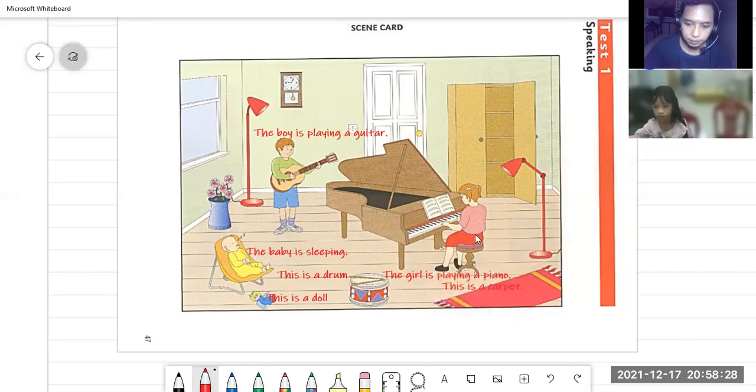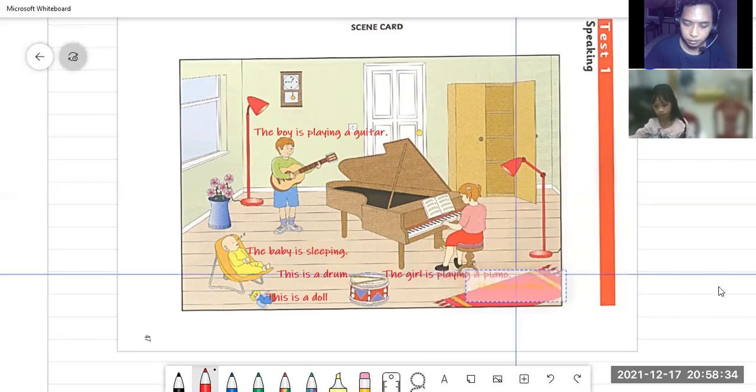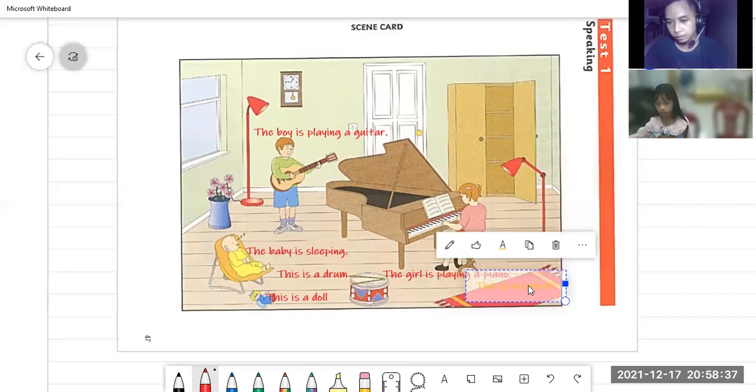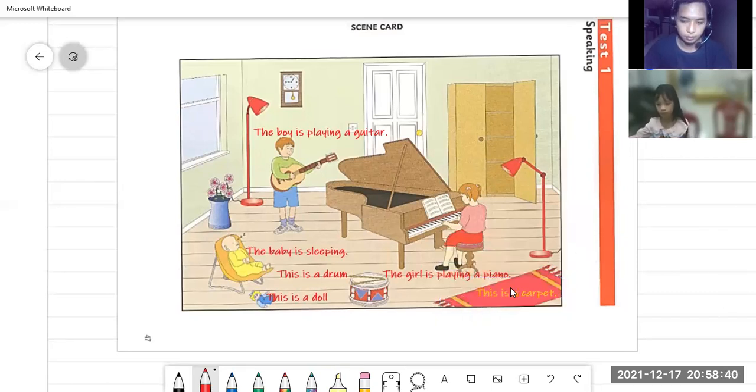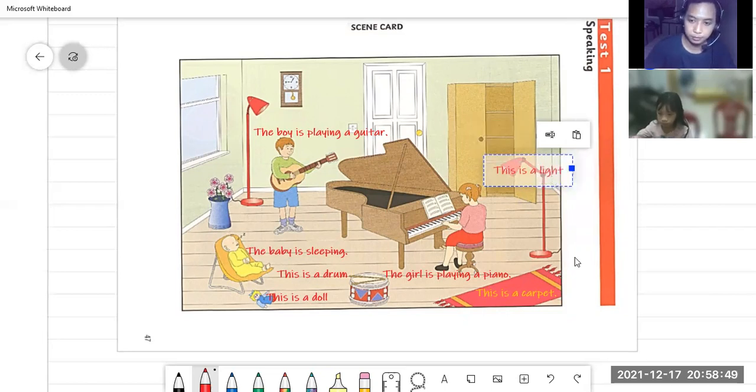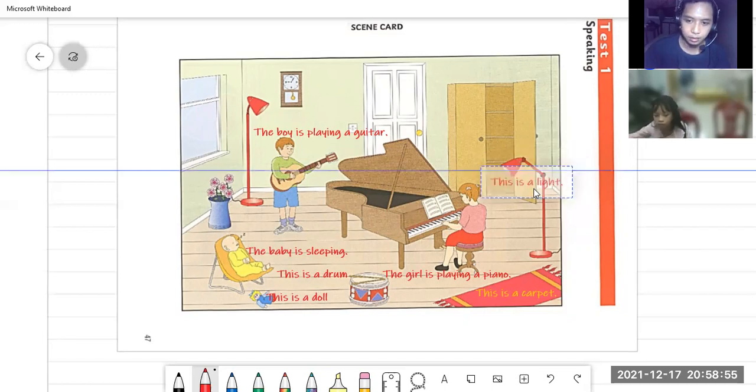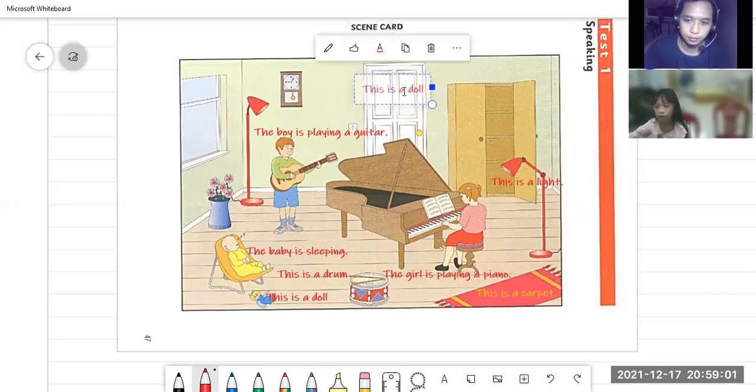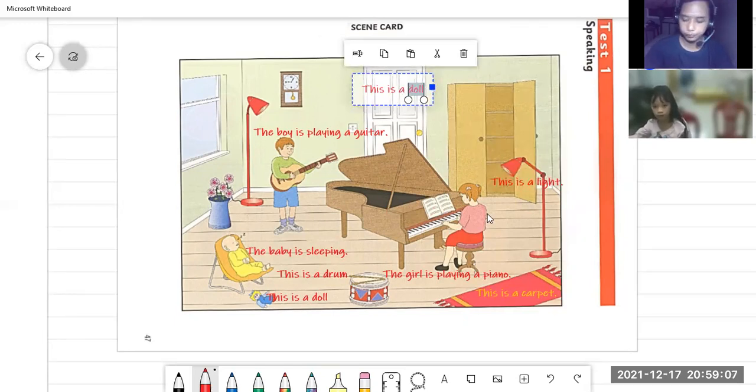What else can you see? This is a light. Okay. What about this? This is a door. This is a door.